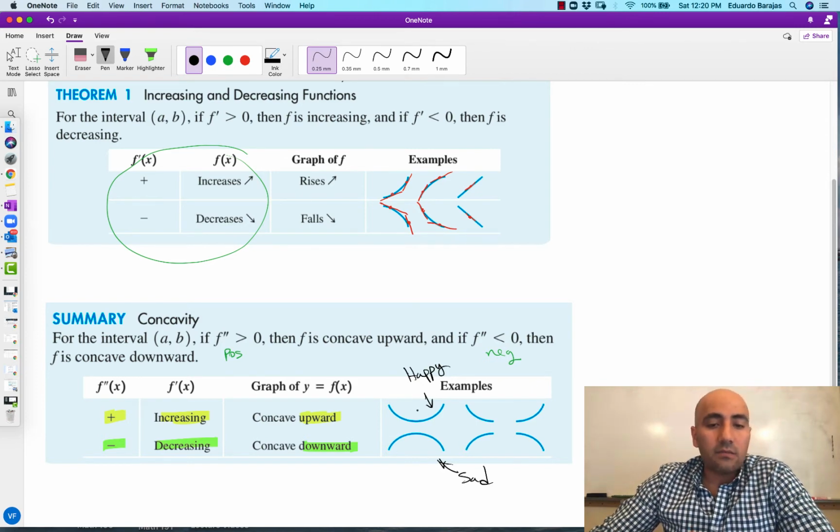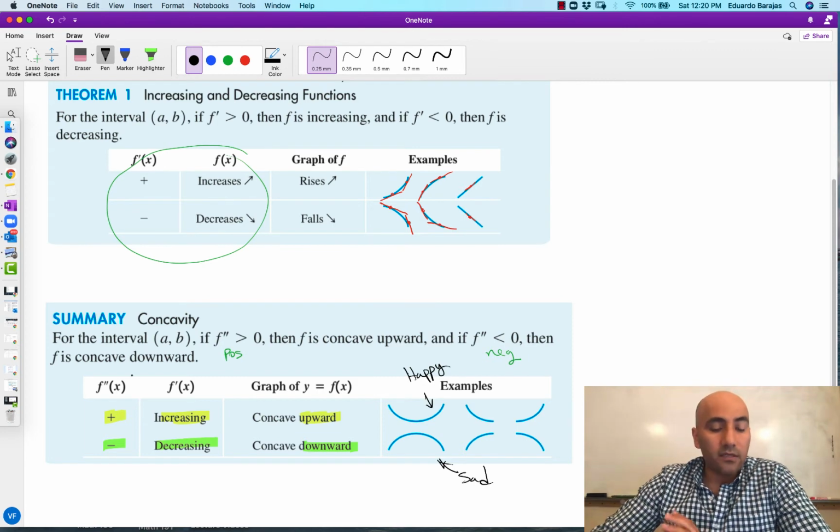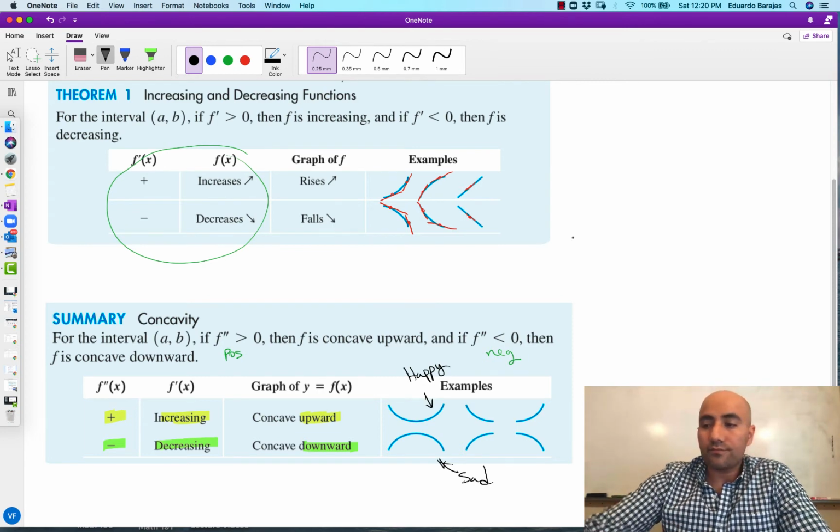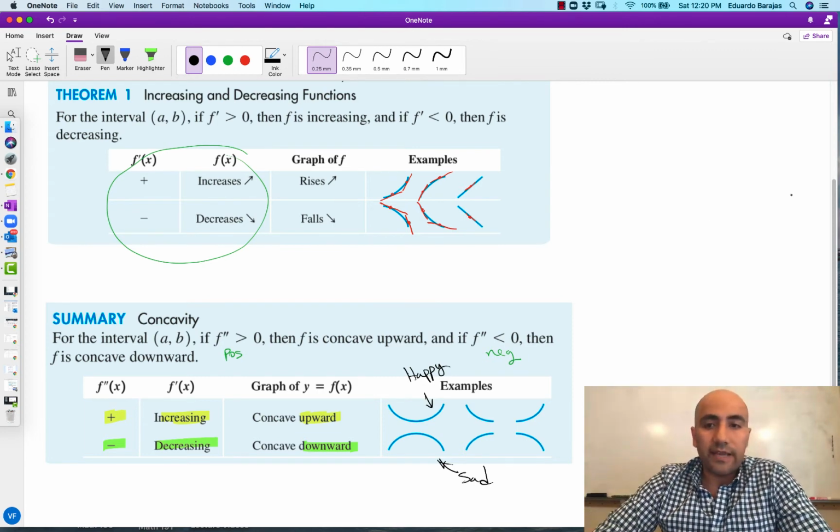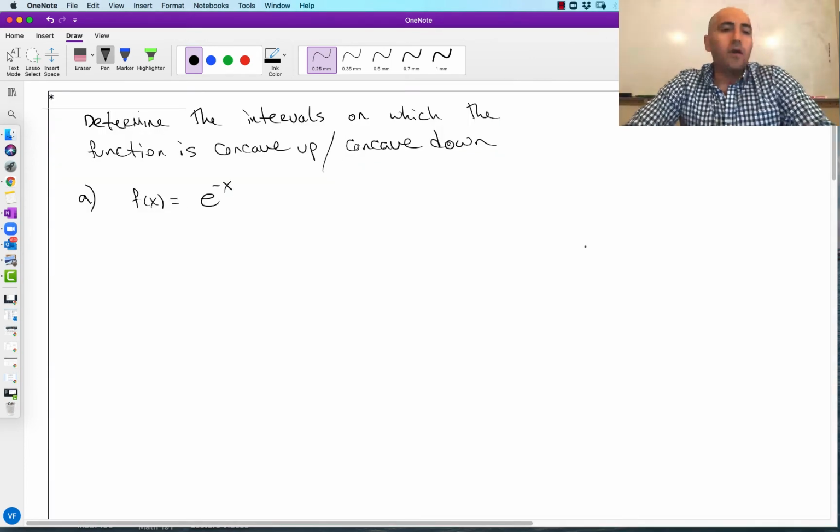Okay, so that's the patterns you should try and memorize for this section. All right, let's look at some examples. Okay, so determine the intervals on which the function is concave up or concave down. So let's say we're given this function, f of x equals e to the power of negative x.